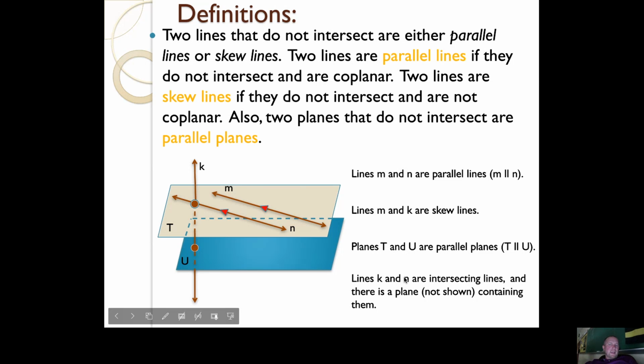Now also, there is a plane that contains both of them, but they don't actually show you that plane. So a lot of times in your diagrams, you don't see every single possible plane. They just show you a few planes.